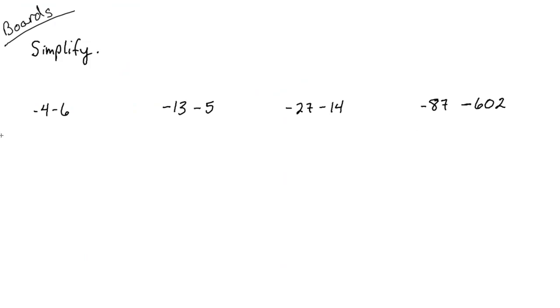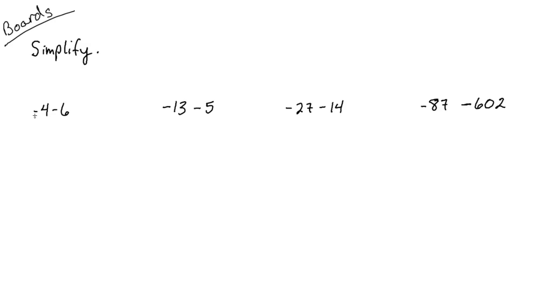Okay, go to the boards. Put these down in your notebook. Simplify these things: -4 minus 6, -13 minus 5, -27 minus 14, and -87 minus 602. Put them in your notebook, give them a try, and pause the video. When you're ready to check your answer, go ahead and push play. Welcome back. How'd you do?